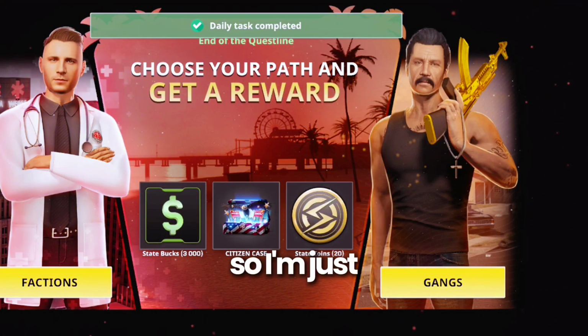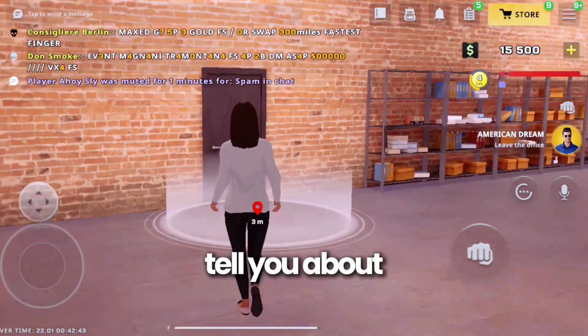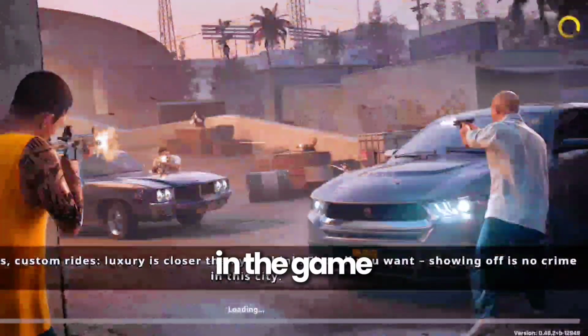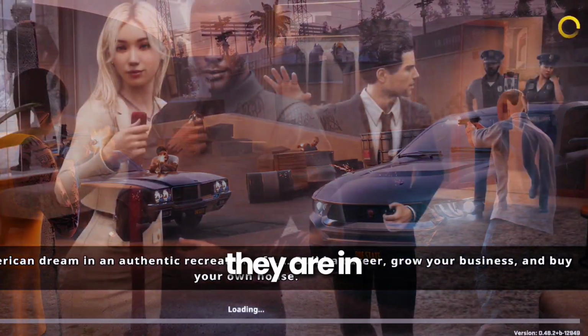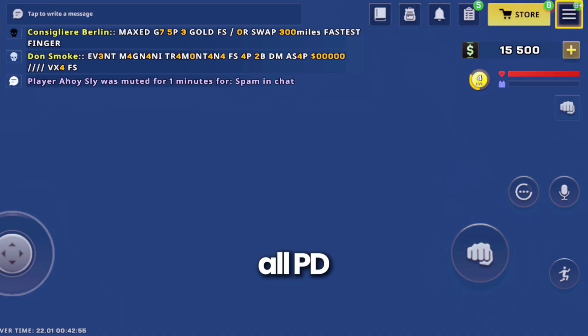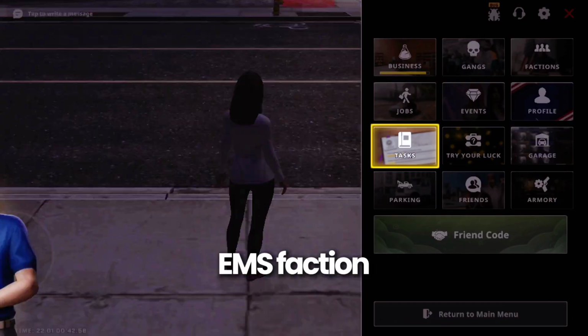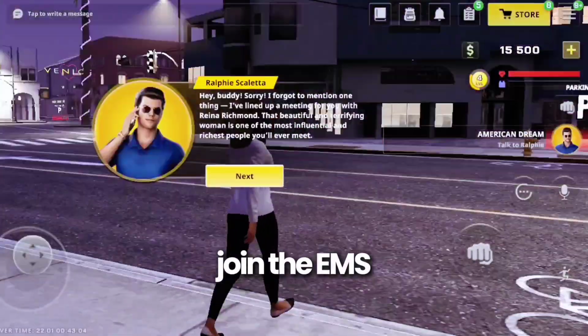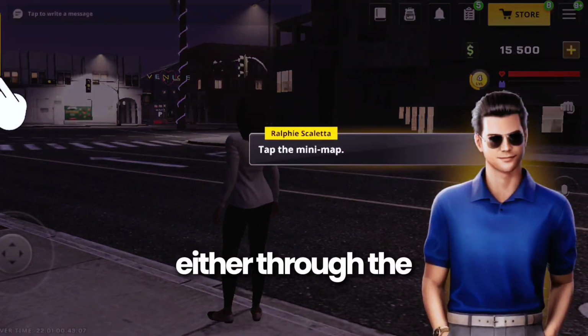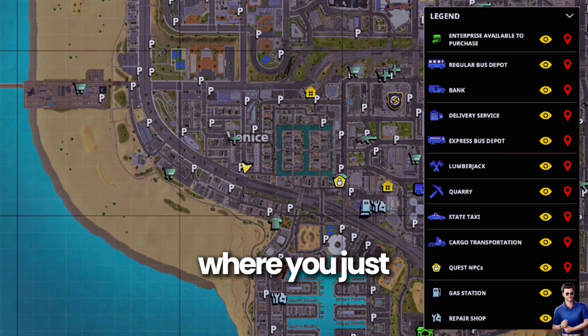All right, so I'm just going to finish up this task while I also tell you about the 3 major factions that we have in the game. We have army, PD and EMS. The army are in charge of the military base and all. PD have their own, and then there's the EMS faction. The EMS faction is the easiest to join if you're a beginner. There are 2 ways you can join the EMS faction, either through the interview process where you just keep all the trainings.